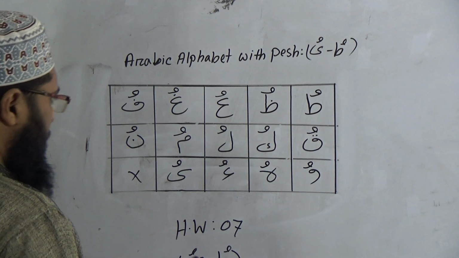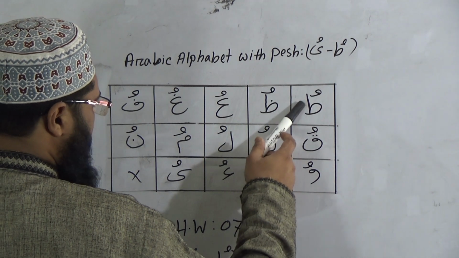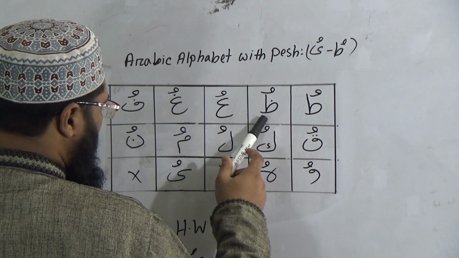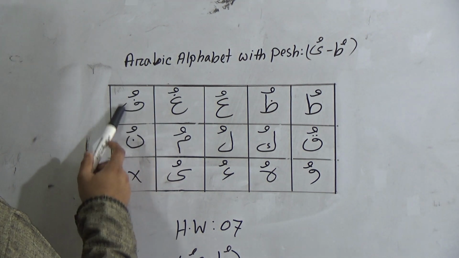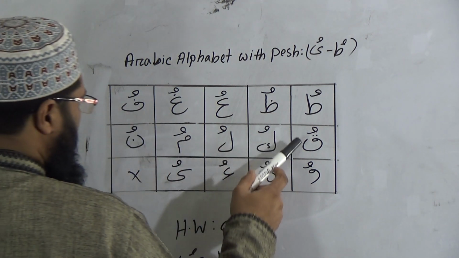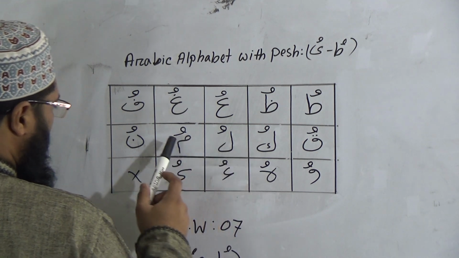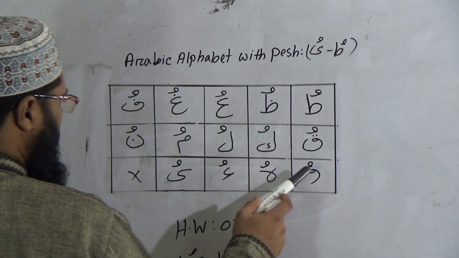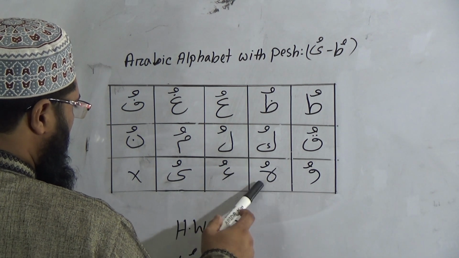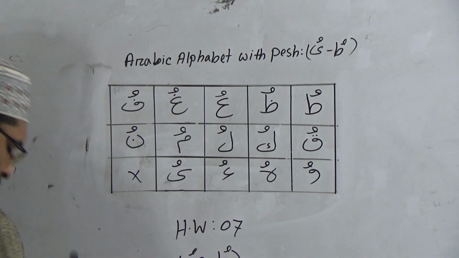U. Okay, now my dear students, everyone read with me. Ta Pesh Tu, Dha Pesh Dhu, Ain Pesh U, Ghain Pesh Gu, Fa Pesh Fu, Qaf Pesh Qu, Kaf Pesh Ku, Lam Pesh Lu, Mim Pesh Mu, Noon Pesh Nu, Wow Pesh Wu, Ha Pesh Hu, Hamza Pesh U, Ya Pesh U.